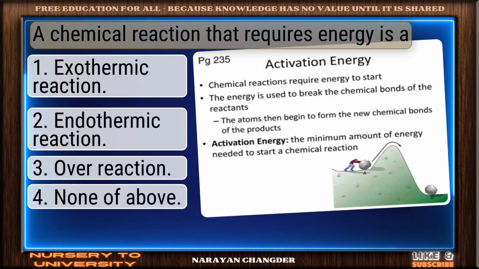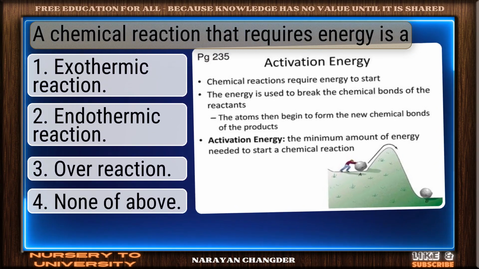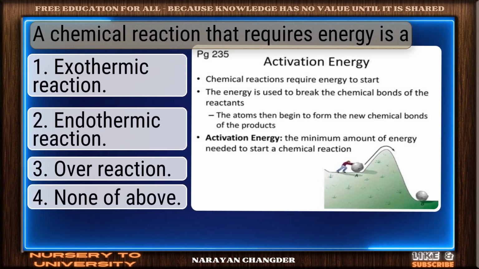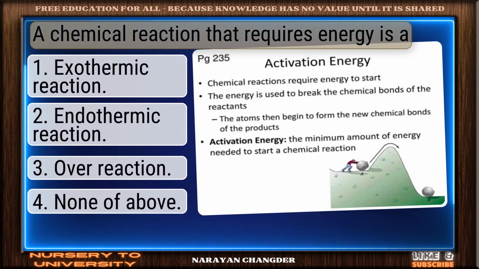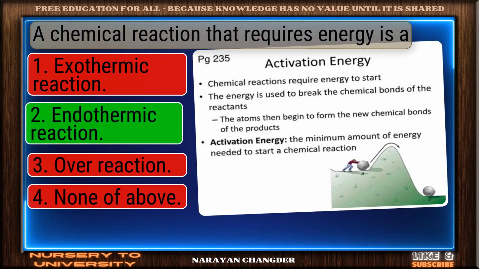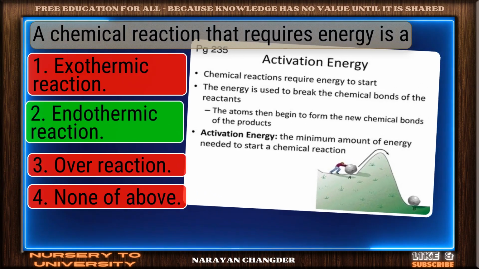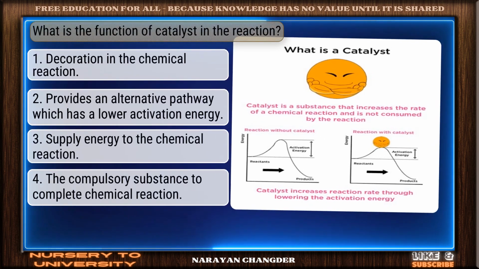A chemical reaction that requires energy is a Option 1, exothermic reaction. Option 2, endothermic reaction. Option 3, overreaction. Option 4, none of above. Endothermic reaction. Well done.